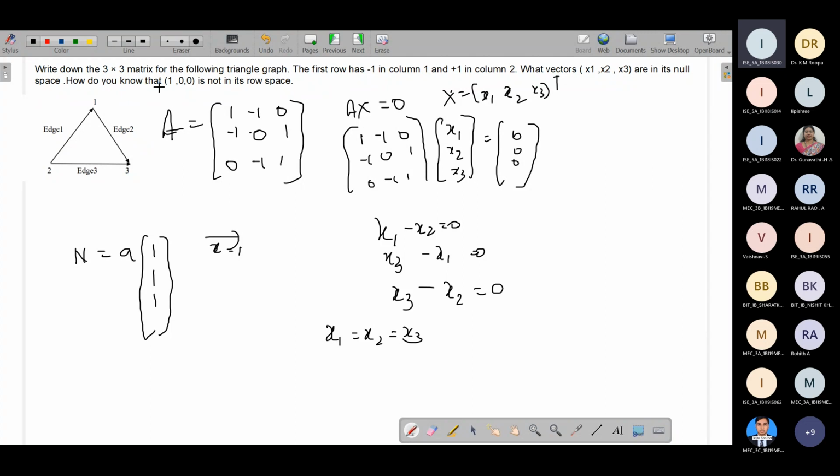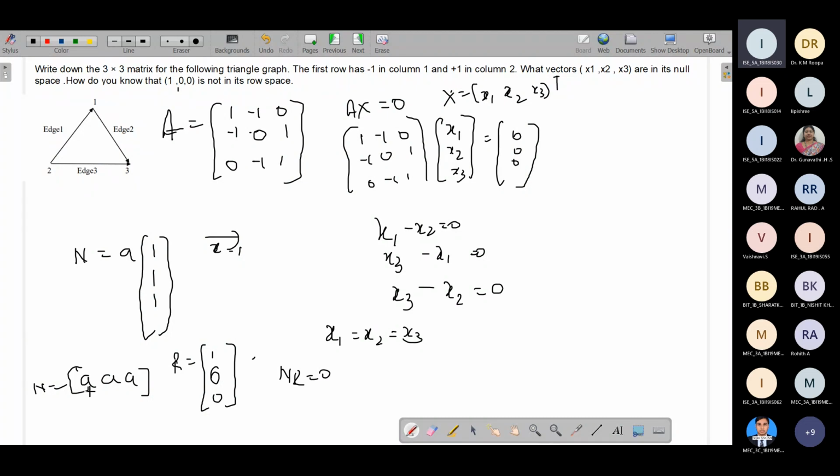Now they ask how do you know that 1, 0, 0 is not in its row space? We have to find whether it is in the row space or not. For that we have to prove that this given vector R and the null space are perpendicular. If we prove that it is perpendicular, then it exists. If it is not perpendicular, then it will not exist in the row space. So first we'll take the general form of the null space, then the given R, we will take the transpose of that. R is 1, 0, 0. This is the given, this is n. N into R is equal to 0, we have to prove.